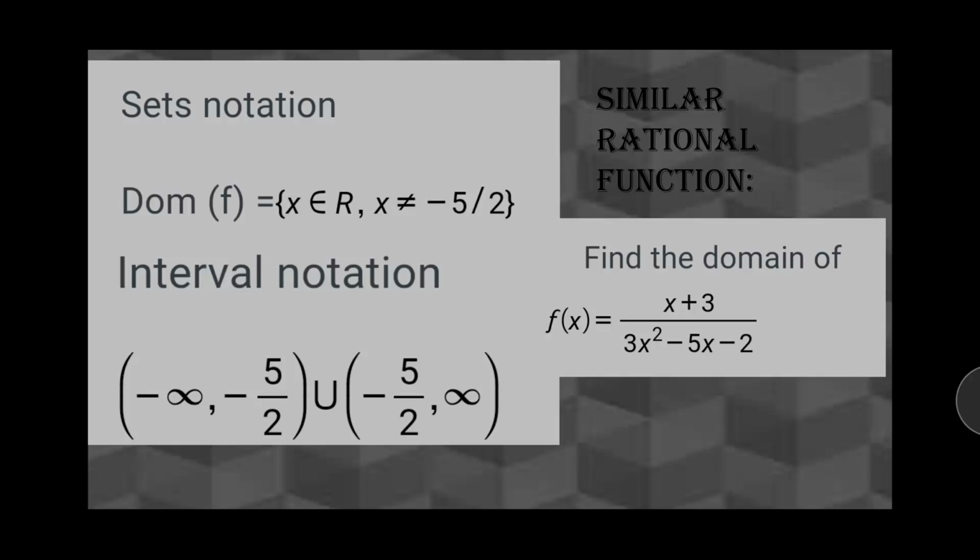Okay, so this is another rational function that is staring you in the face. All you need to do is solve the denominator, and you are going to have two values that will make that function to be undefined. It's only those two values that will not be part of the domain. Every other value, real value, forms the domain.